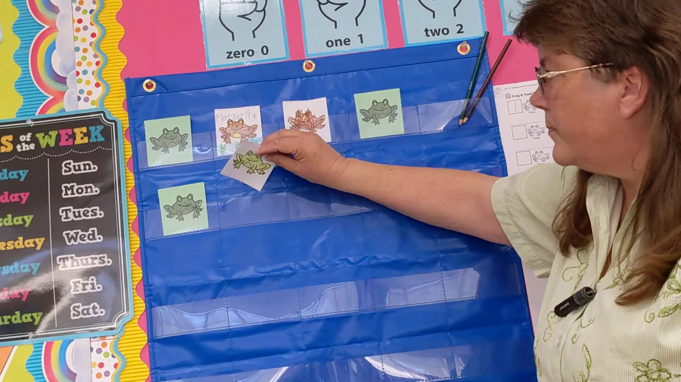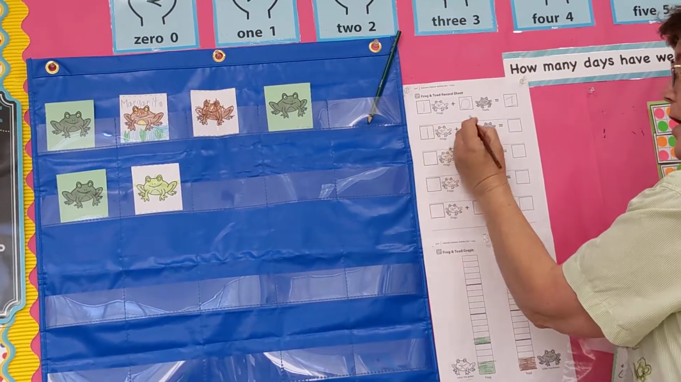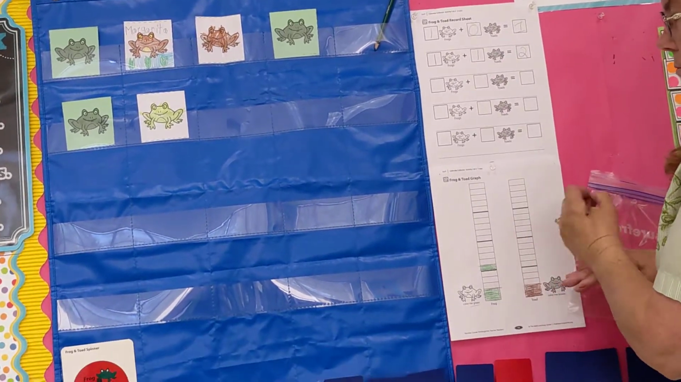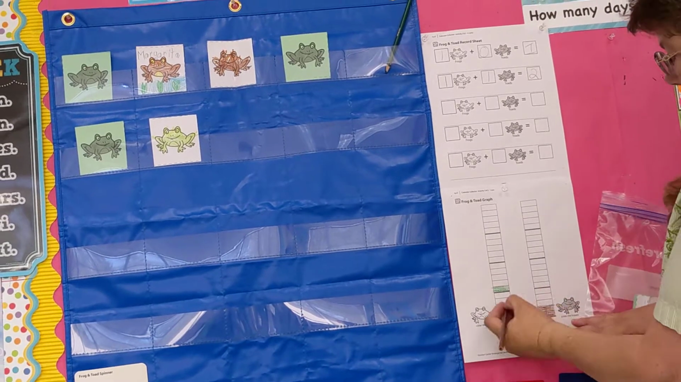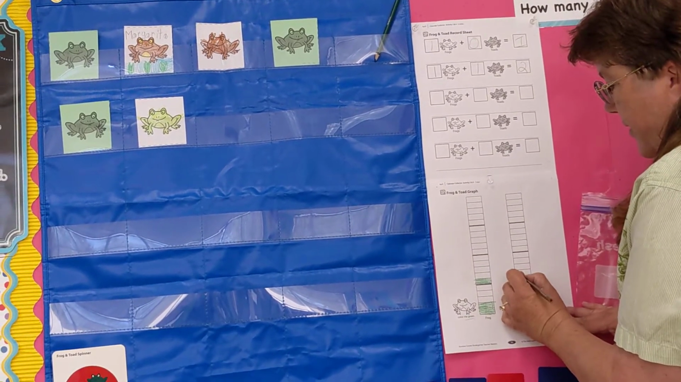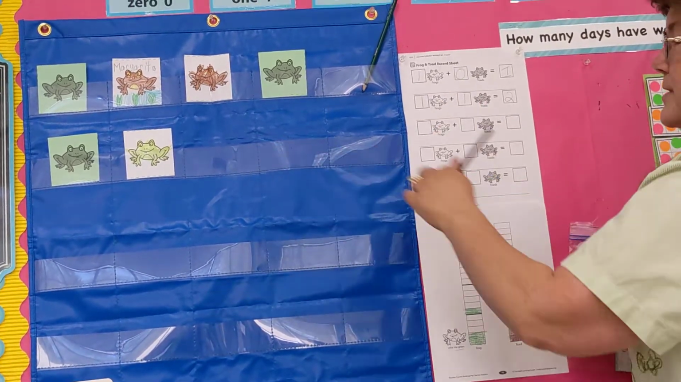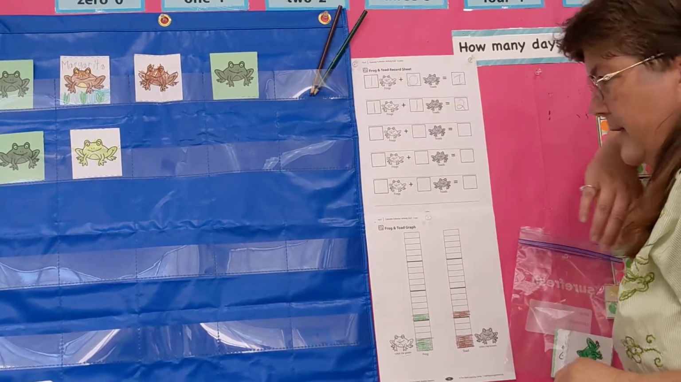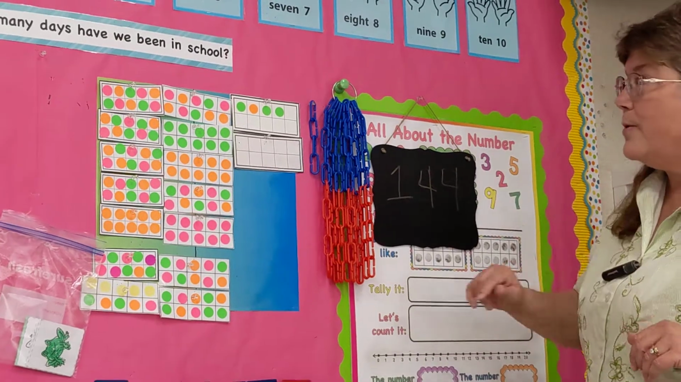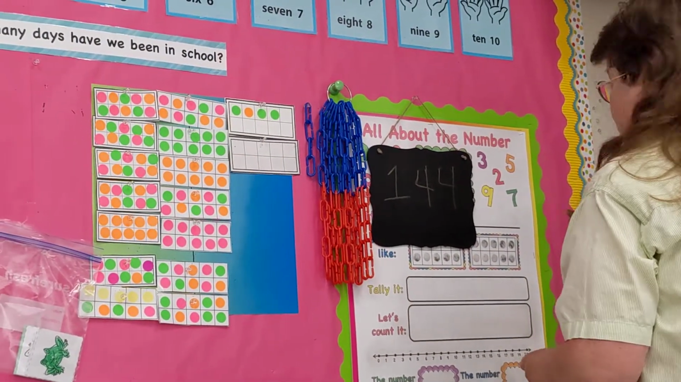Okay. And so we had 1 frog, 1 toad equals 2. Okay. And we're going to fill in a line here. We've got 1, 2, 1, 2, 1, 2. Okay. Let's move on to how many days we've been in school. Yesterday, we were here 144 days. Whew. How many is it going to be today?